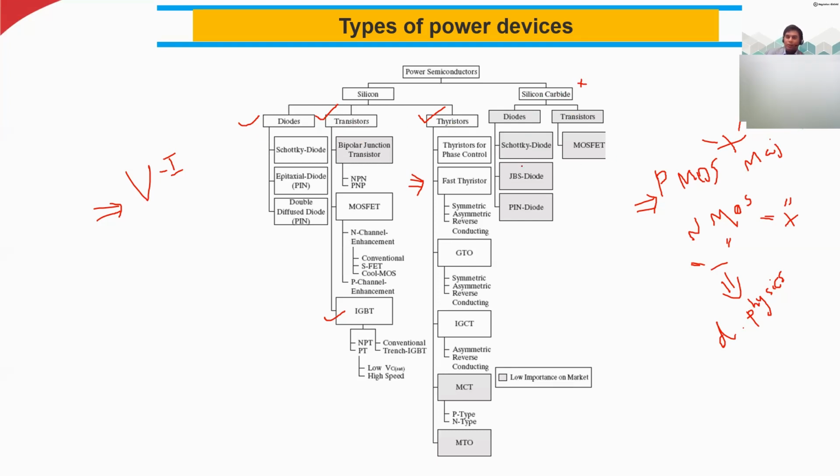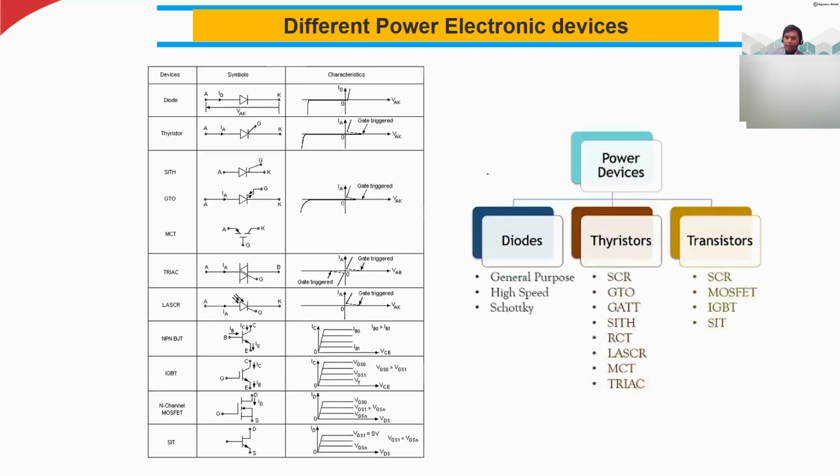Actually, this flow chart looks a little bit complicated. So here is the simplified one. Here we can classify the power devices into three categories or three types: diodes, thyristors, transistors. For diodes, we have general purpose diodes, high speed diodes, Schottky diodes. Thyristors also have different types or further classifications: SCR, GTO, GAT, SITH, RCT, and so on.